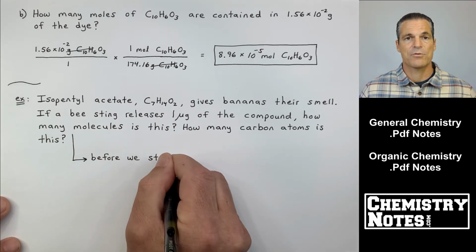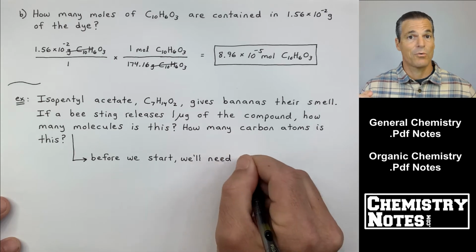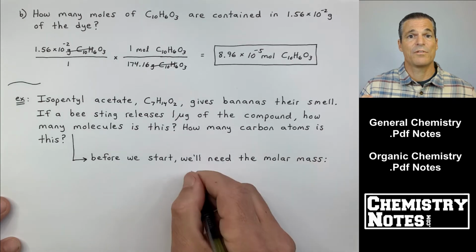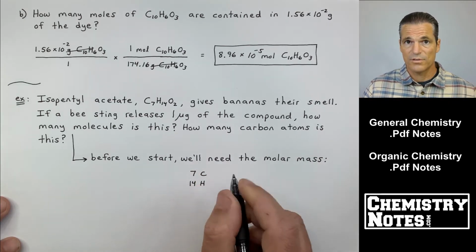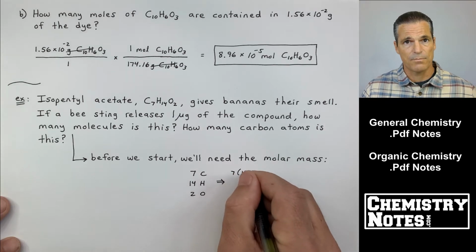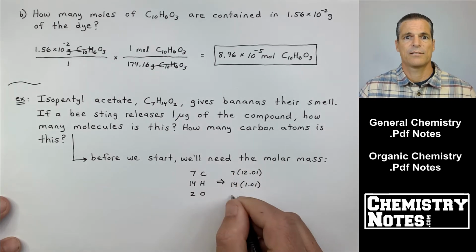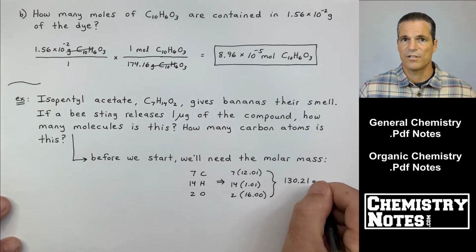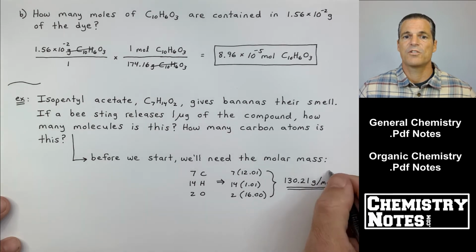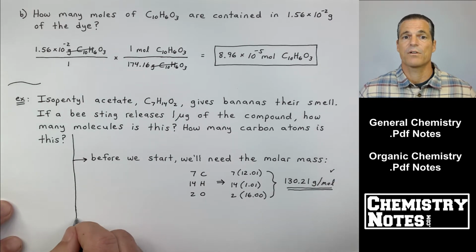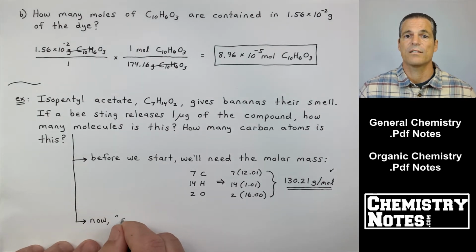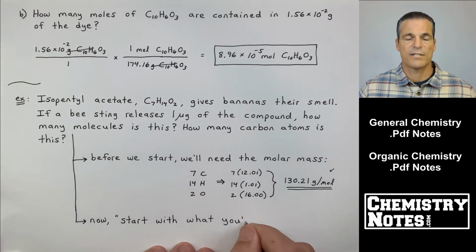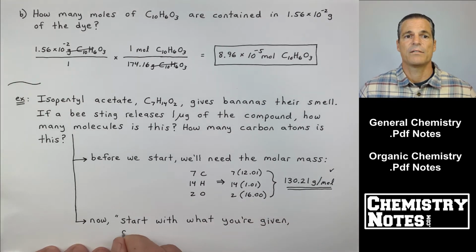Do you remember that? That's a metric conversion. We got to get from micrograms to grams. Okay? And then once we get to grams, we have to use the molar mass to get to moles. And then from moles, we're going to go to molecules. That's our plan. Can't do anything without the molar mass. 7 carbons, 14 hydrogens, 2 oxygens in the formula, right? Add up the individual atomic masses, multiply by 7 for carbon, 14 for hydrogen, 2 for oxygen, 130.21 grams per 1 mole. That's the molar mass of isopentyl acetate.